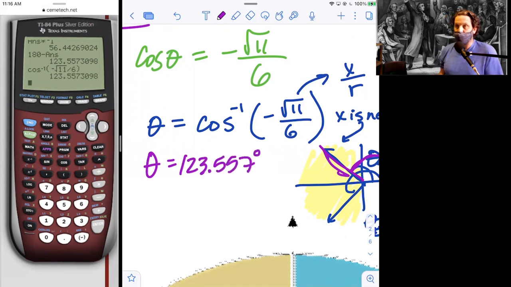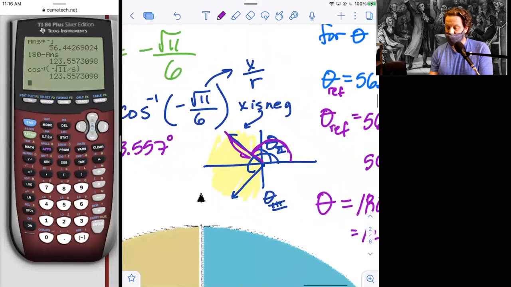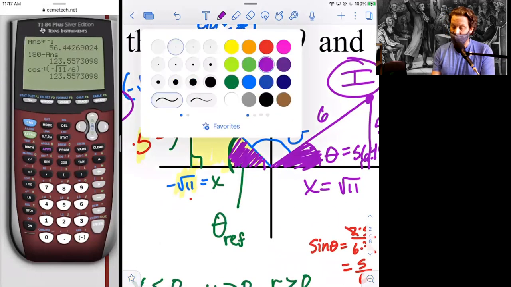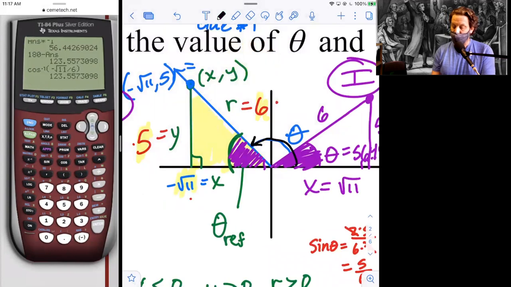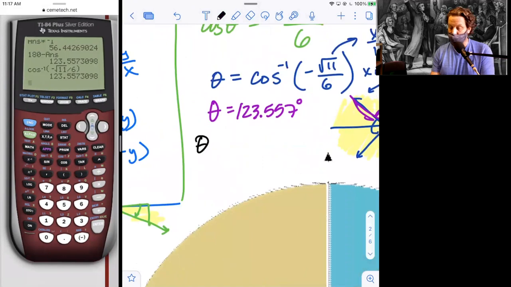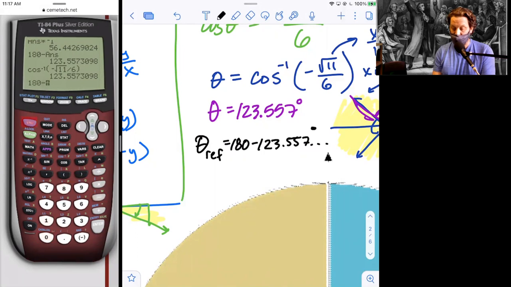So if we know that, we could have chosen cosine to begin with. But guess what? Now we still need to find the reference angle, don't we? And the other two, we kind of found the reference angle first. It doesn't matter which one you have first, you can always find the second. So now, if I know that my angle gets us to here, now the reference angle is just its difference between that and 180. So I know that the reference angle is now 180 minus 123.557... degrees. And I'll just type that in, 180 minus the answer, and boom, you get your reference angle.